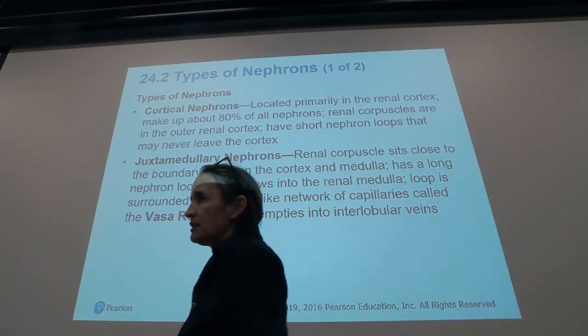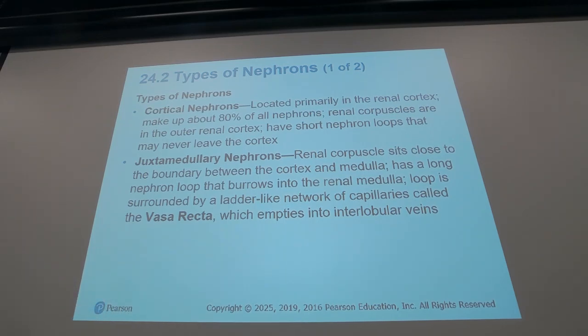Right. Now let's look again at the differences between these nephrons, the cortical and the juxtamedullary. In terms of abundance, 80% of the nephrons are located in the cortex, so they make up 80%. The rest will be juxtamedullary. The cortical ones have a short nephron loop that may never leave the cortex, while the juxtamedullary nephrons have a very long loop that goes from the cortex into the medulla.